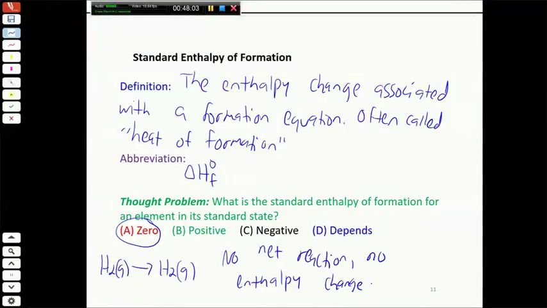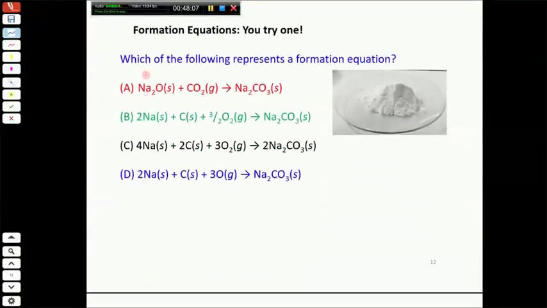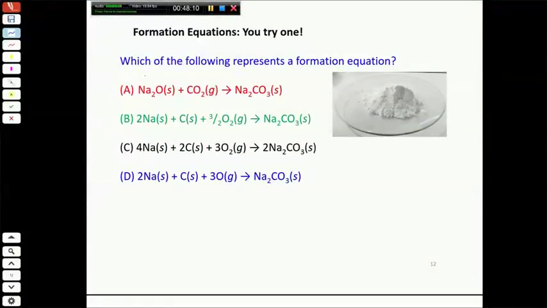Okay? So let's first identify a formation equation just to see what they look like and make sure that you can identify the features of these. All of these are chemical equations that involve forming sodium carbonate, Na2CO3, but which of these is actually a standard formation equation? Is it going to be A, B, C, or D? Let's look at these closely.